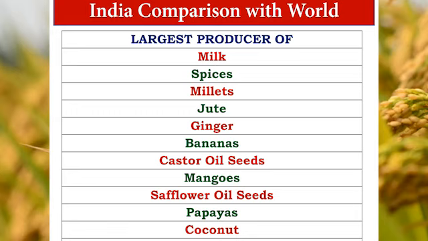So we will revise, and this is the area where, while talking, we feel proud also, because from the time of the Green Revolution till today, India has emerged as the largest producer of more than 80% of agricultural commodities. Yes, we are the largest producers of more than 80% of agricultural commodities. So we are the largest producer of milk, spices, millets, jute, ginger, banana, castor oil seeds, mangoes, safflower oil seeds, papaya, coconut, pea and okra. There are many more in the list, but I have listed here only those which frequently come in examinations.